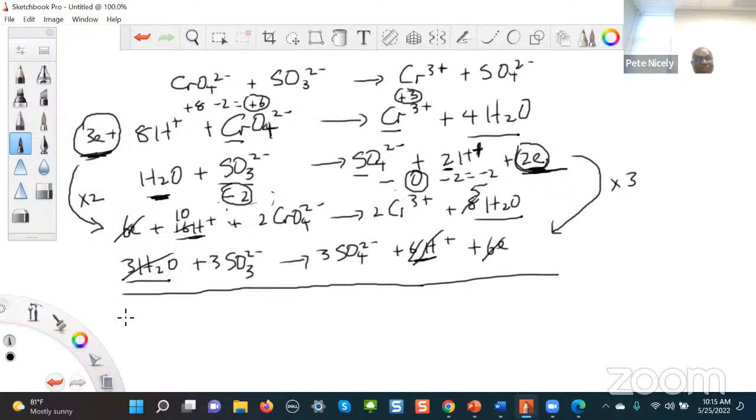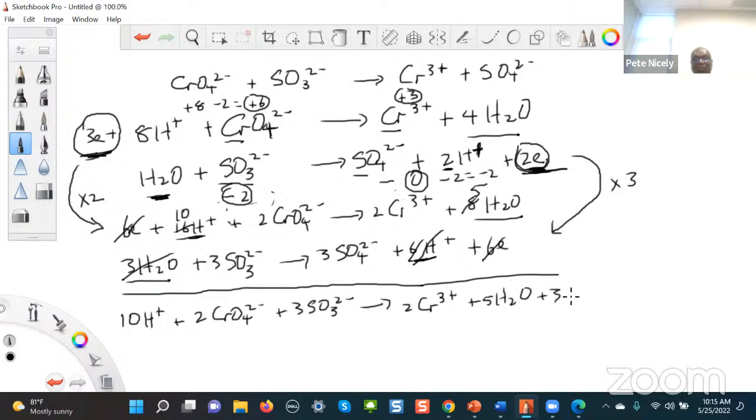So what is left would be 10H+ plus 2 CrO4 2- plus 3 SO3 2-, and I think that takes care of everything on the left side. And then on the right side, we have 2 Cr3+, 5 H2O, plus 3 SO4 2-. And I think that takes care of everything on the right side. Okay, so that should be the final answer.